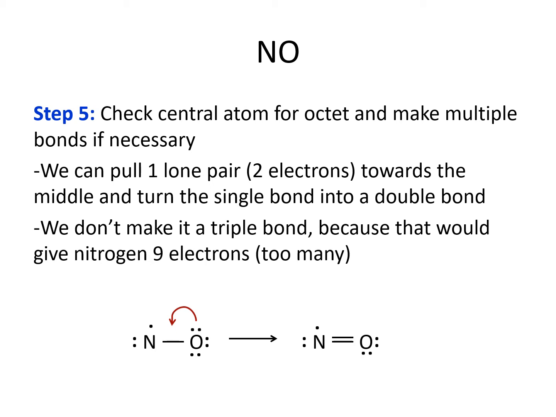We do not want to borrow a second pair from the oxygen because that would give nitrogen 9, which is more than an octet. Nitrogen is not in period 3 or below, which means it only has access to s and p orbitals and can therefore not handle any more than 8.